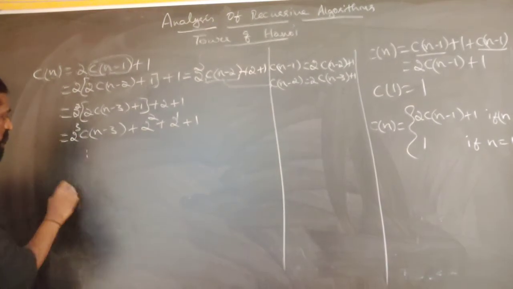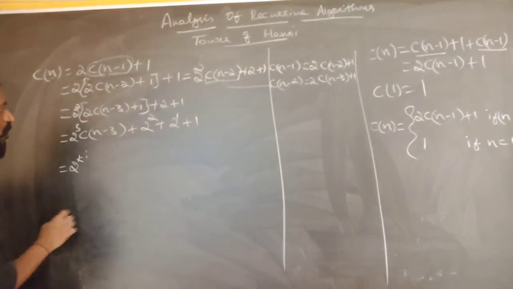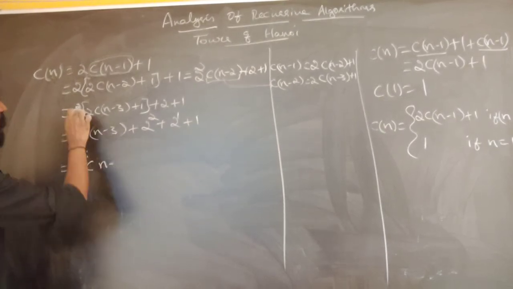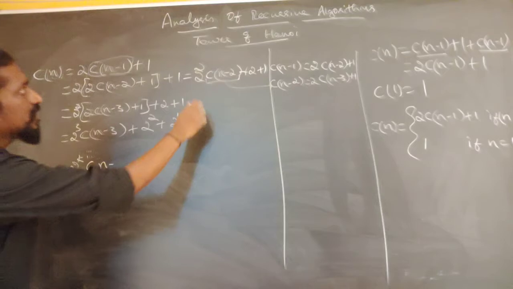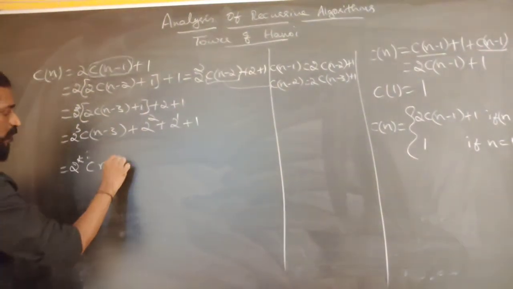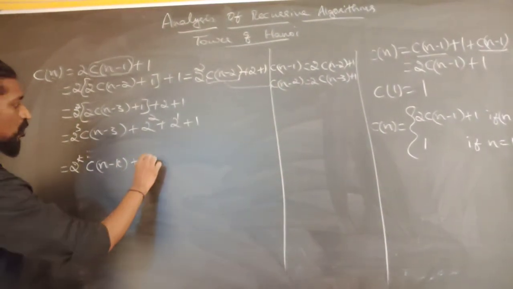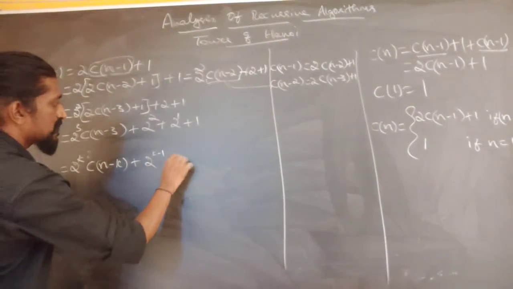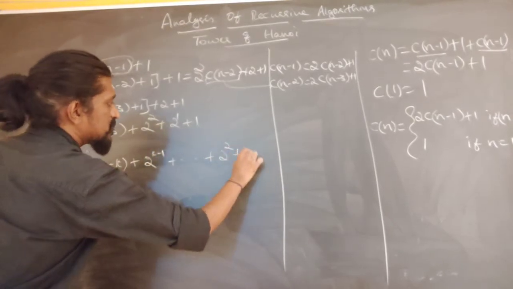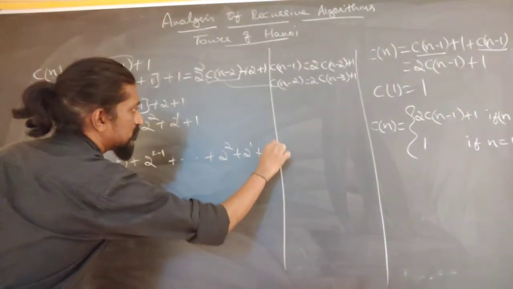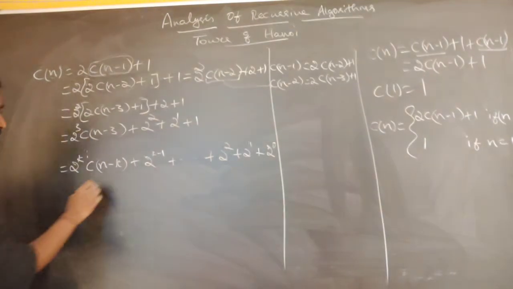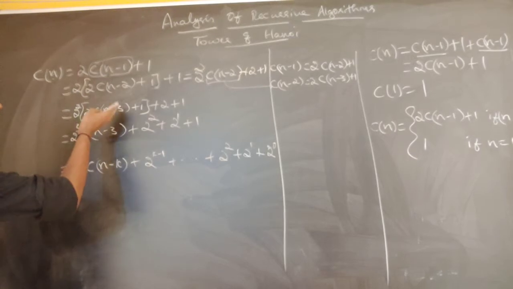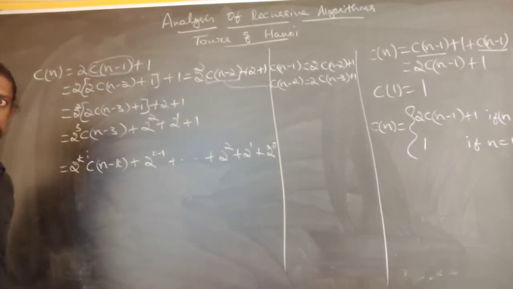Therefore, we will continue this expression up to some point k. 2 to the power of k, when this is k, we have C of n minus k. When we have 3 here, we have 3 here, when we have 2 here, we have 2 here. So in this particular fashion it continues. Therefore, n minus k plus 2 to the power of k minus 1, plus 2 squared plus 2 to the power of 1, and this is 2 to the power of 0, as I told you already. Even now we are not able to solve the problem because we have C of n minus k. We reduce so that we will get some simple expression we can solve.